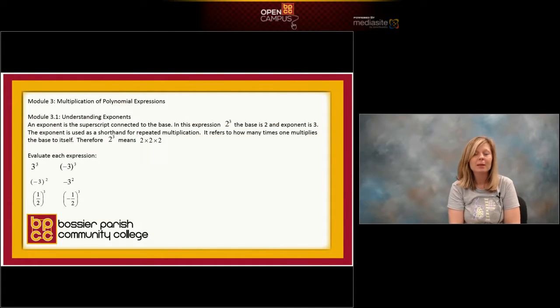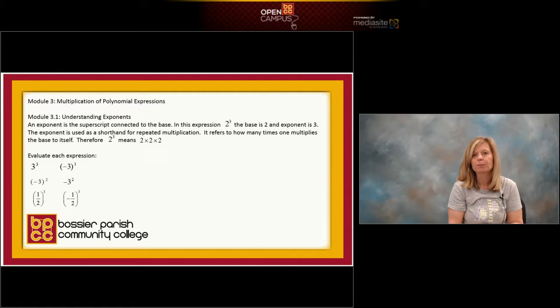Hello, we are now beginning Module 3. Module 3 is about multiplication of polynomial expressions. But before we can actually begin multiplying algebra polynomial expressions, we have to go back and review some concepts from arithmetic. The first thing we need to review is the job of an exponent.